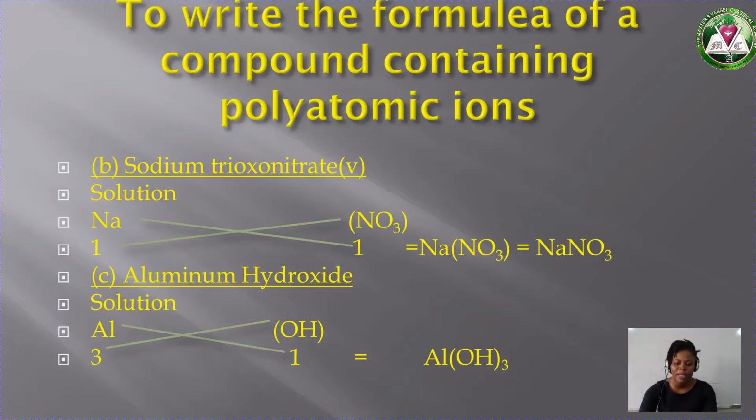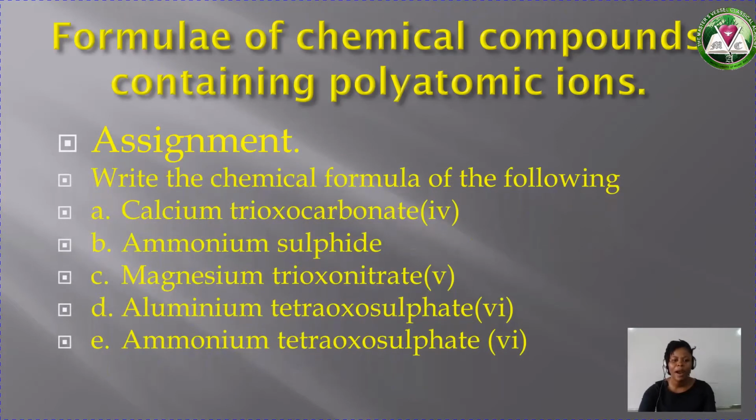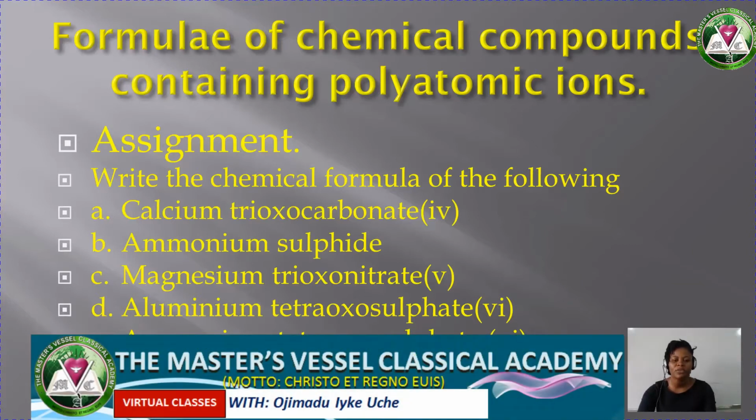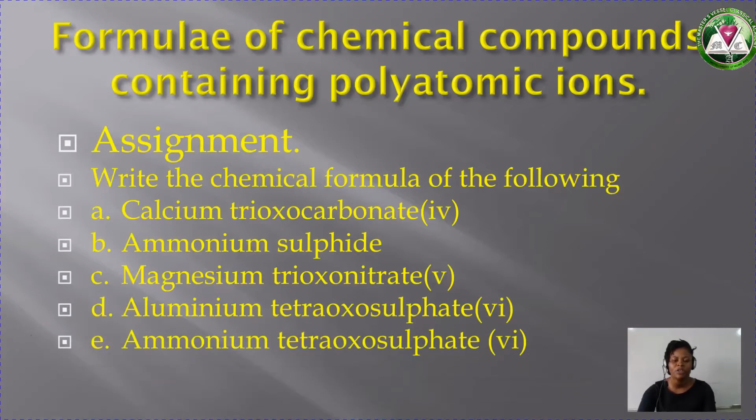Okay, so do this. Number 1, write the chemical formula of the following. Calcium trioxocarbonate 4. 2. Ammonium sulfide. 3. Magnesium trioxonitrate 5. 4. Aluminium tetraoxosulfate 6. And 5. Ammonium tetraoxosulfate 6.